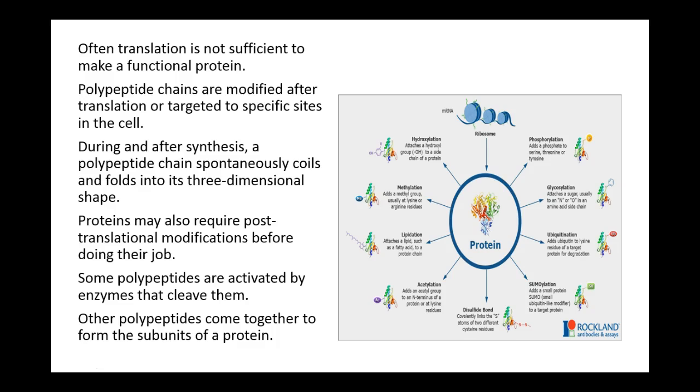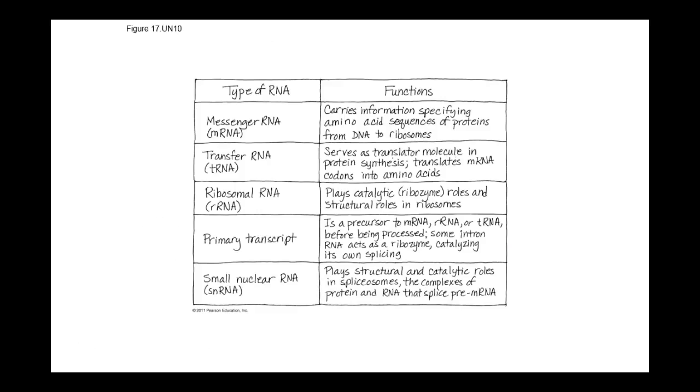Then the polypeptide chains can be modified, and during the synthesis, and definitely afterward, it's going to coil and fold into a three-dimensional shape. But it also may require some modifications before it actually becomes that functional protein. Those modifications will happen in the endoplasmic reticulum, which we have an image of coming up.